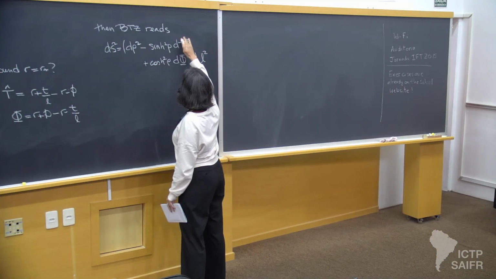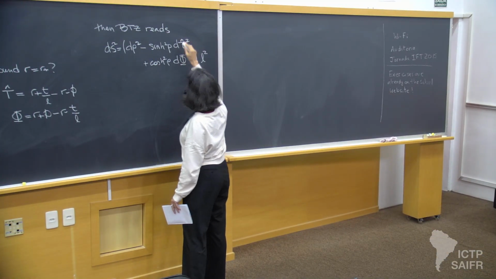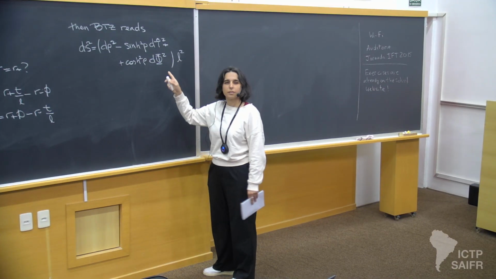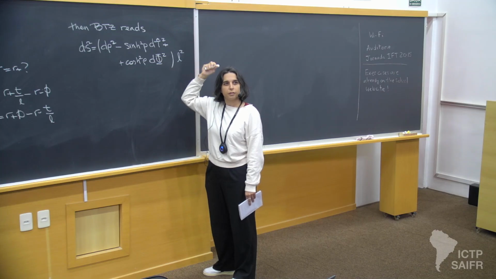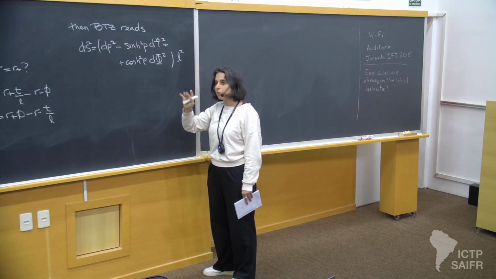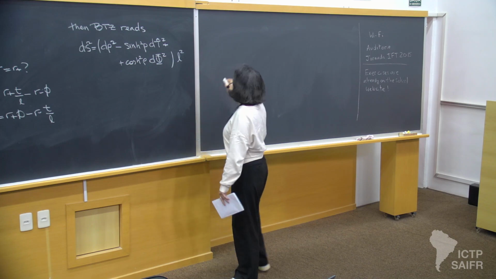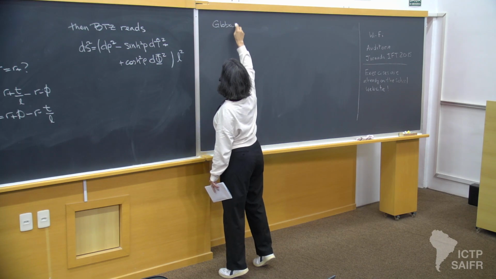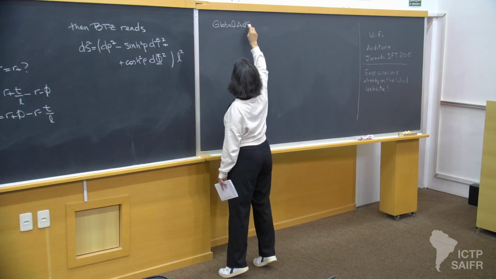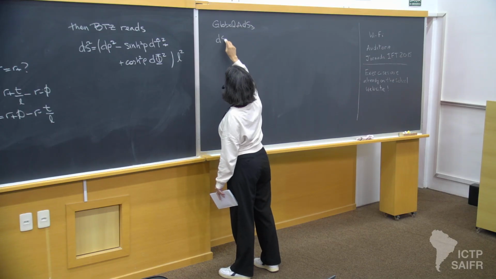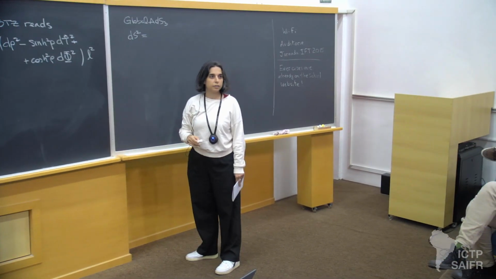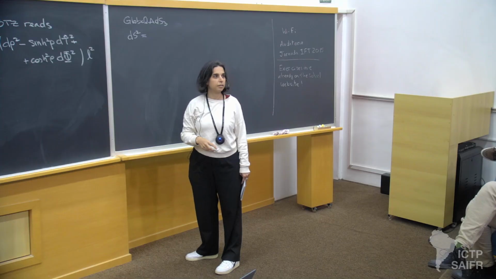Let's now do something. So does this start ringing a bell, or not? Does it look similar to something that I wrote before? Almost, right? So what was the metric? Let's write it because I'll use it. So I wrote last lecture the metric of global AdS₃. What was the metric of global AdS₃ written in this coordinate? Go back to your lecture notes. Dictate it to me.